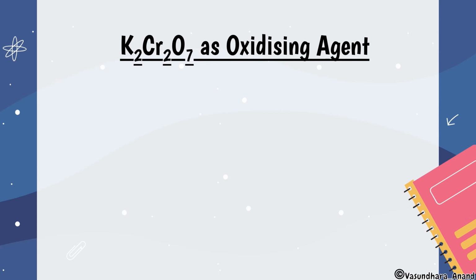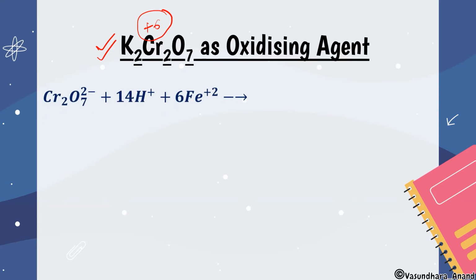Now potassium dichromate as an oxidizing agent, and we know that it has a +6 oxidation state, that means the highest oxidation state, and even since class 10th we are doing this, that potassium dichromate is a very good oxidizing agent, a strong oxidizing agent. Yes. So let's do some reactions for this.